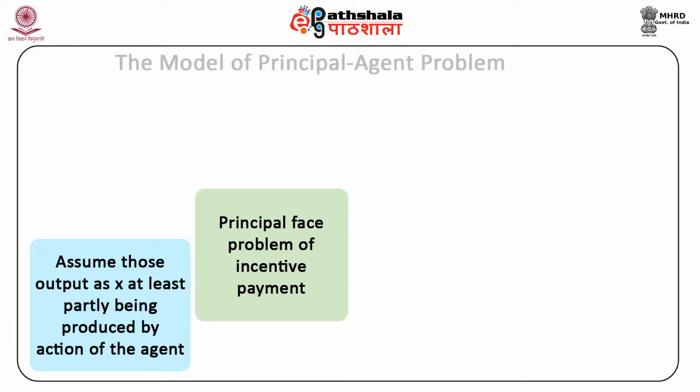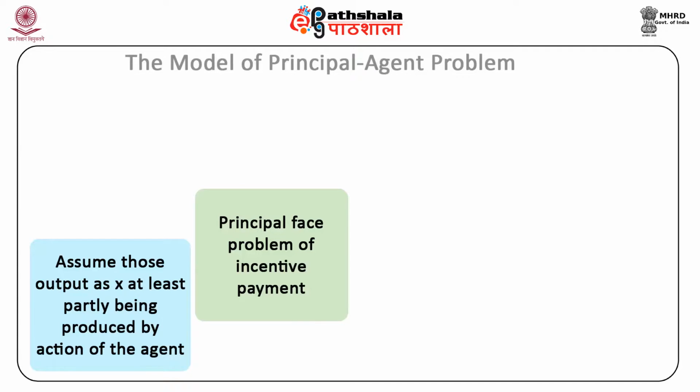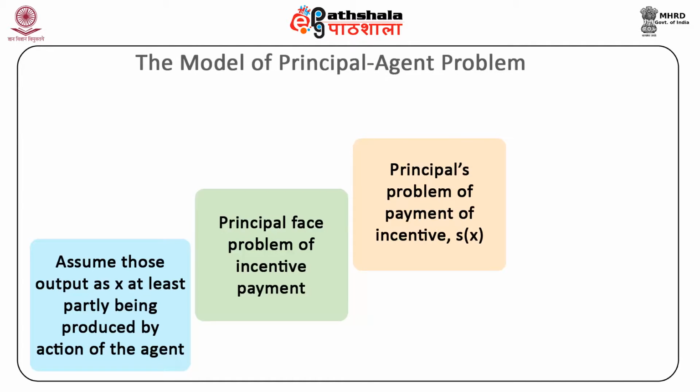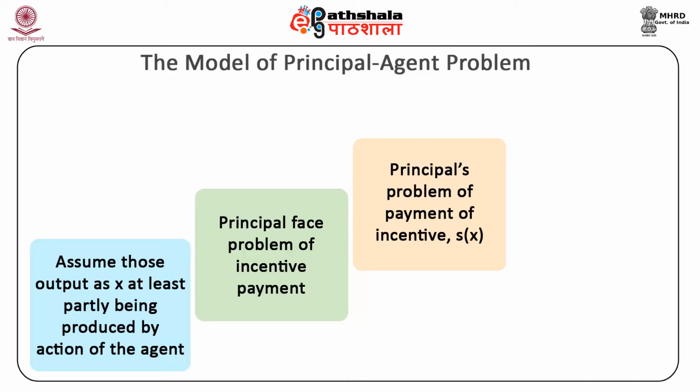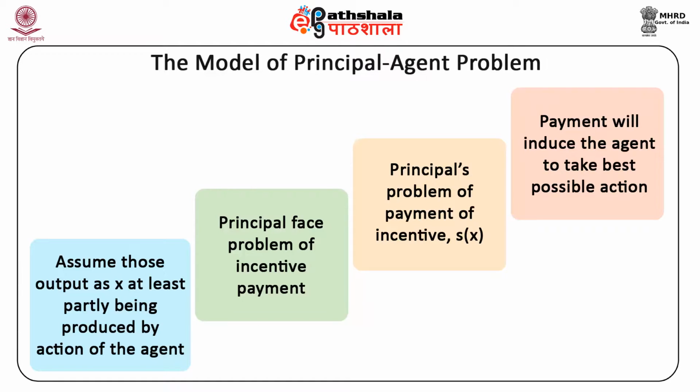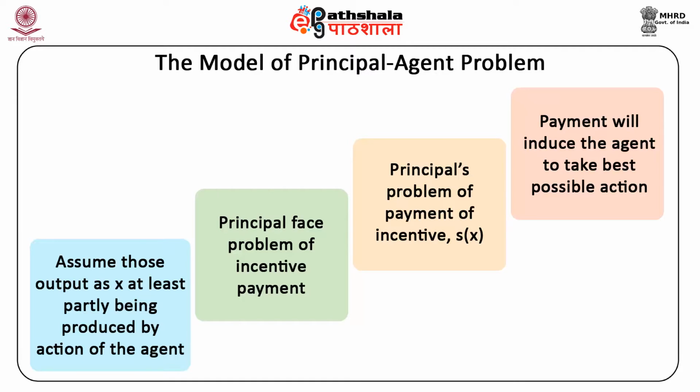The principal faces the problem of incentive payment, that is, the payment paid to the agent by the principal. Let us consider this as the principal's problem of payment of incentive S(x) to the agent, and the principal assumes that this payment will induce the agent to take the best possible action. Consider manager and worker as one example of the principal agent problem. The objective of the manager is to produce maximum output by using the efforts of the workers efficiently, whereas the workers try to maximize their own utility given the constraint of their effort and the payment incentive paid to them.